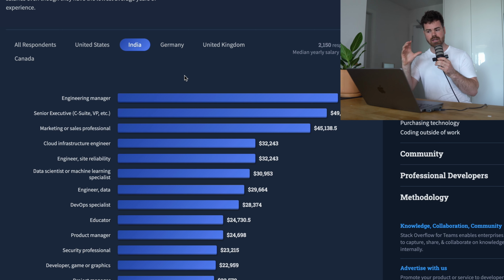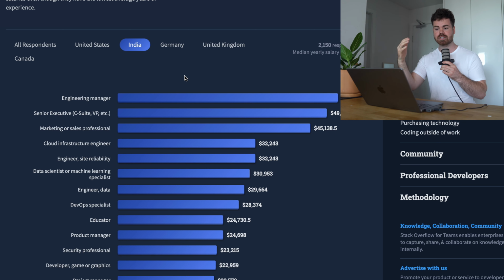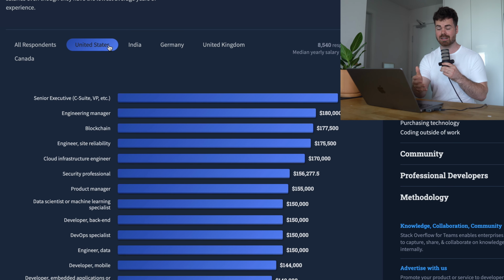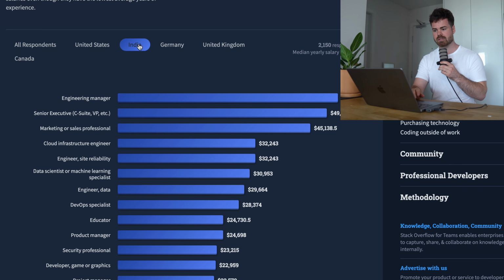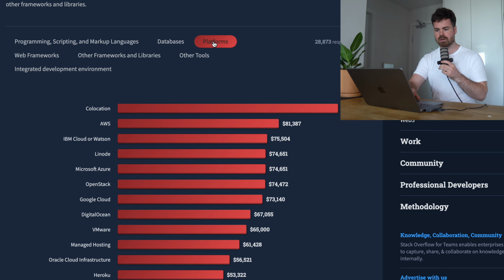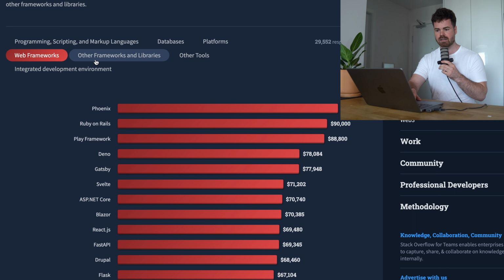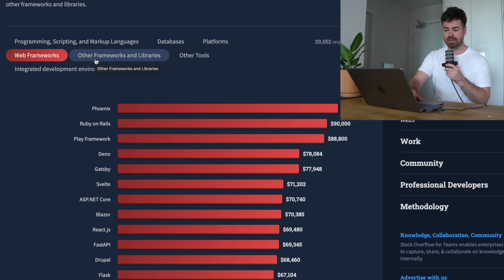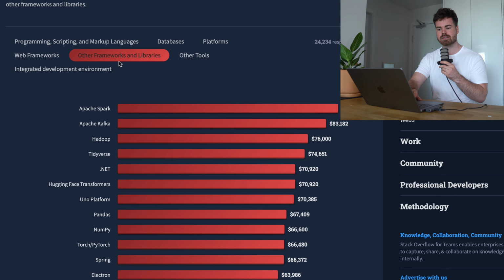So when you're looking at these results, there is going to be some averaging out between the high compensation areas and the lower compensation areas. For instance, in the United States, they cap out at 200,000. Within India, they cap out around 51,000. Within databases, DynamoDB, Couchbase, and Cassandra, again, are coming in top. Platforms, Colocation, AWS, again, coming in the top range there. Phoenix, Ruby on Rails, and Play Framework for web frameworks.